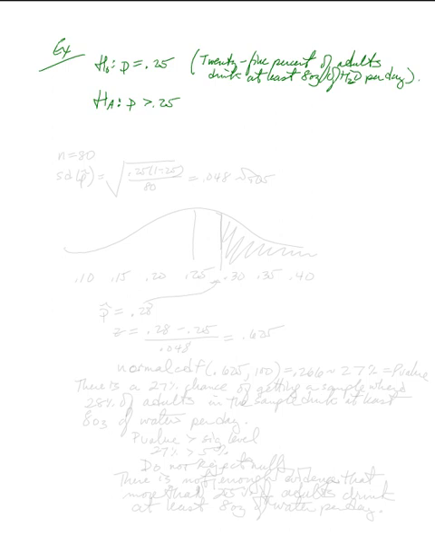Alright, so then let's suppose you checked your conditions, everything's good, and you're now going to make your distribution of expected samples. So let's suppose you have a sample size of 80. Your standard deviation is going to be here.